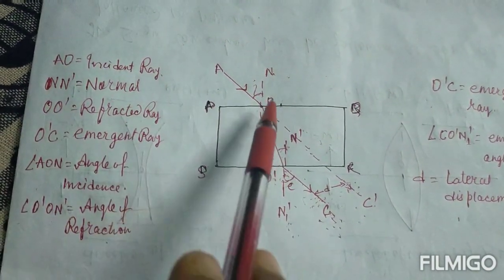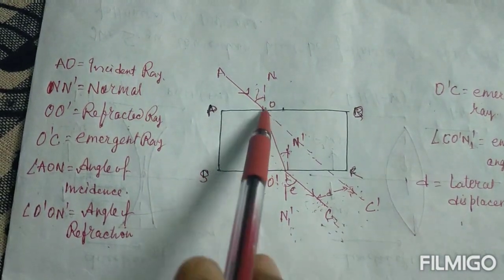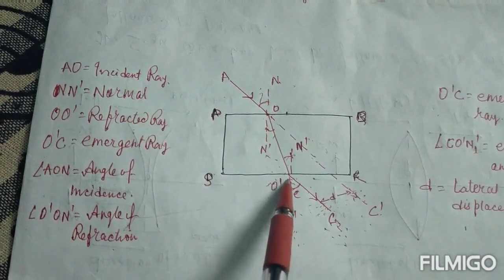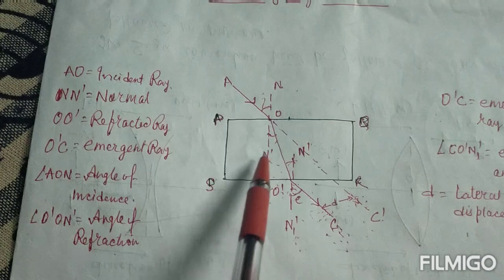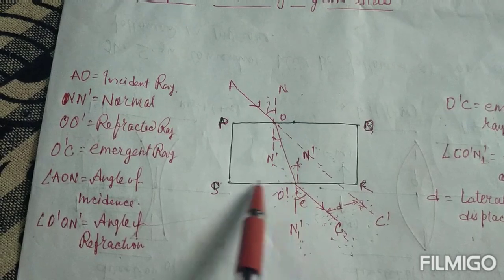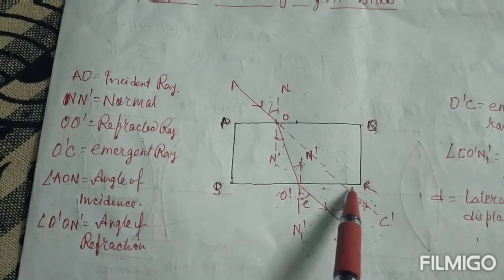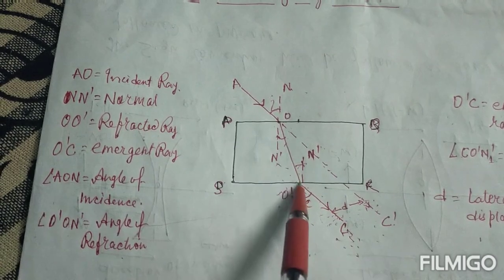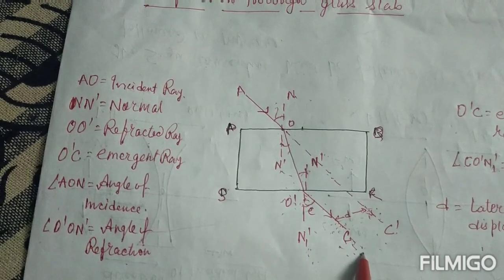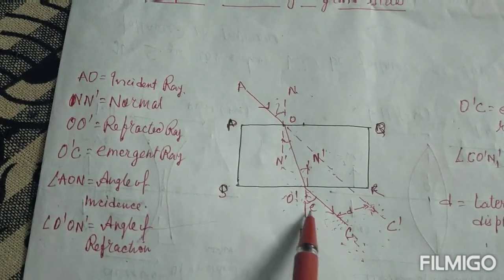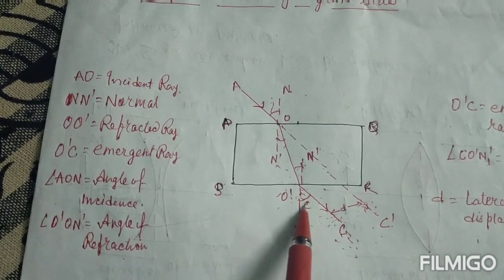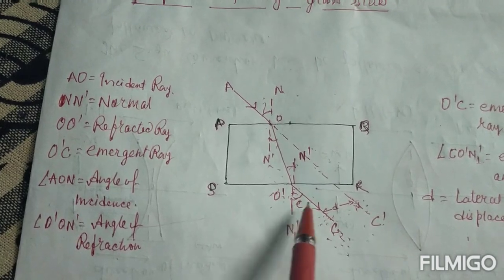A few important terms you must know: AO is the incident ray, N dash is the normal, angle AON is the angle of incidence, and angle O dash ON dash is the angle of refraction. This is the incident ray for the edge SR, and this is the refracted ray. Actually this is the emergent ray, and angle CO dash and 1 dash is angle E. This is the angle of emergence.